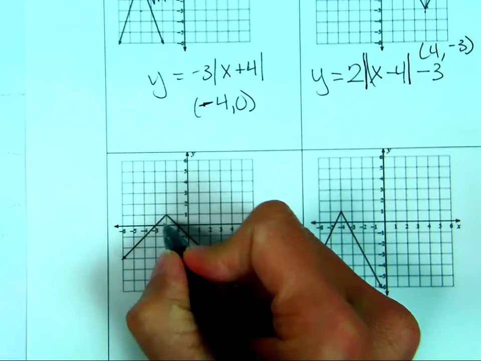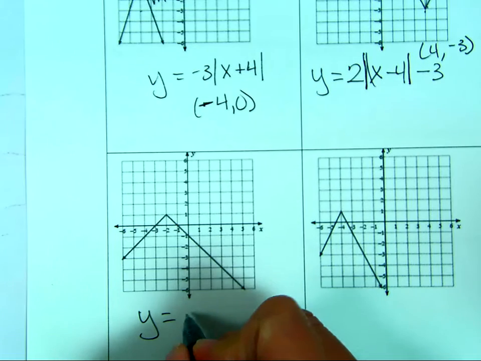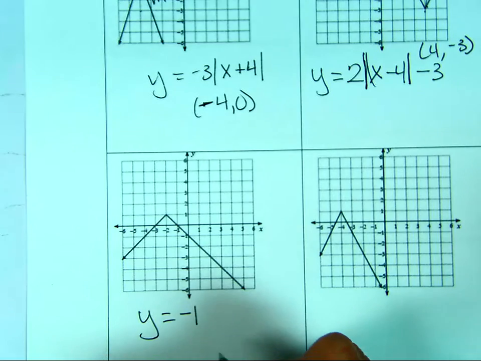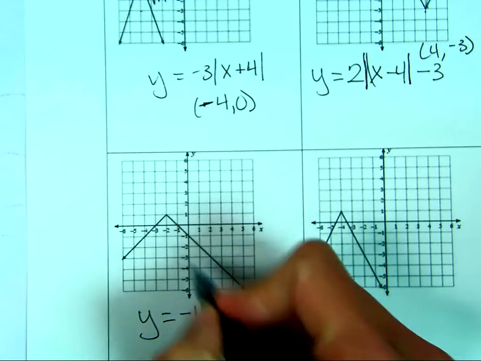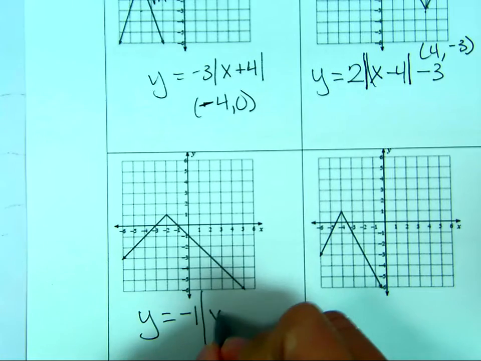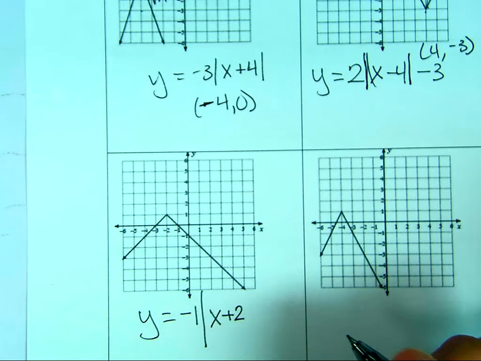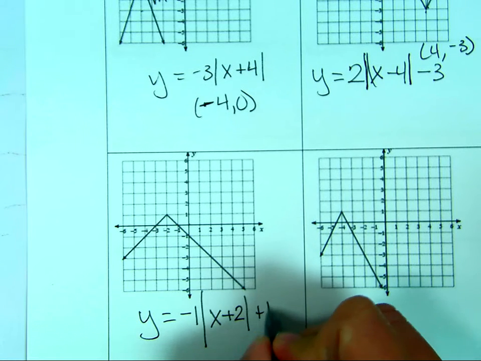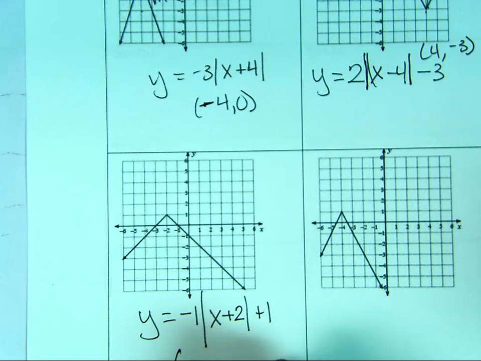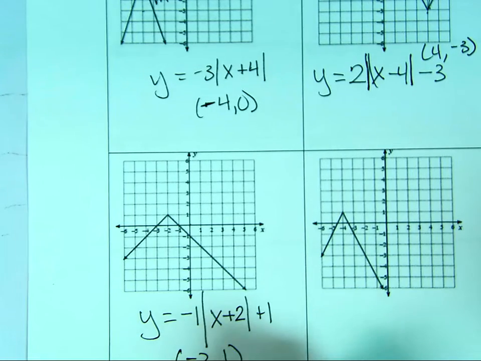Y, well, it's the slope. It looks like it's 1. It's upside down, so that means -1. I'll make a big absolute value sign, and then I have an x. It looks like it's shifted left 2, so that means +2. Looks like it's shifted up 1. So my vertex would have been -2, 1. You can see that there, axis of symmetry, -2.